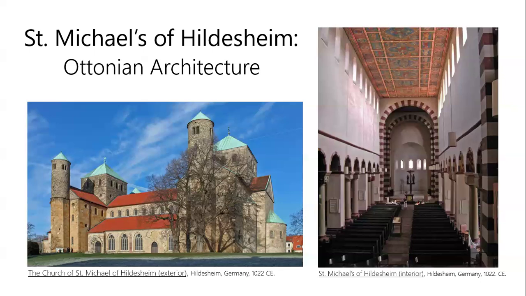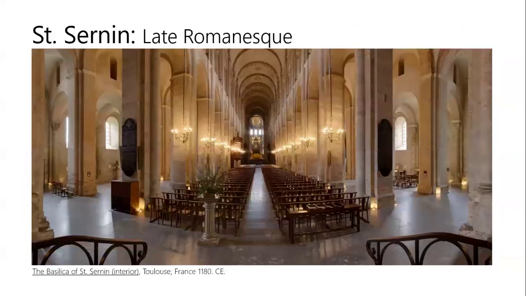St. Michael's of Hildesheim is a great example of Ottonian architecture. It's almost pre-Romanesque. It has a lot of suggestion of where Romanesque is going to go. And then here's St. Sernin. So after this, the Romanesque is really the first international style of architecture and art in Europe after the Roman Empire.